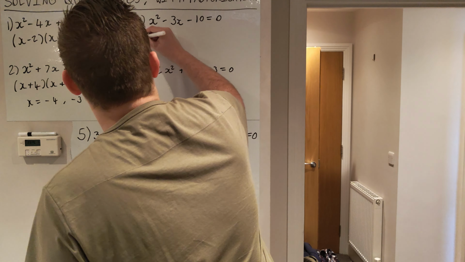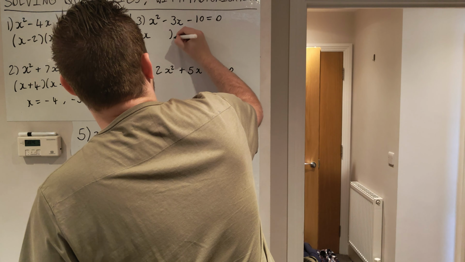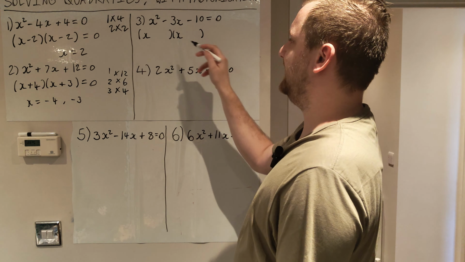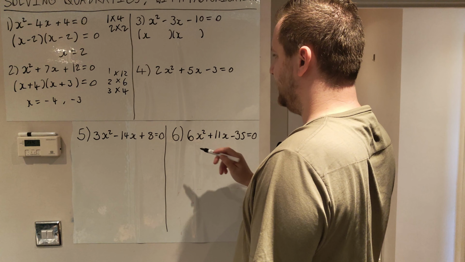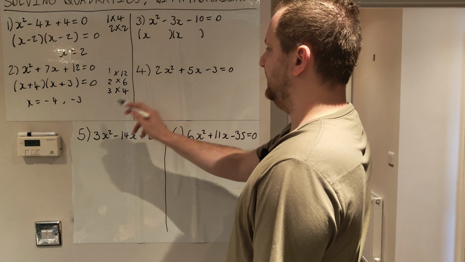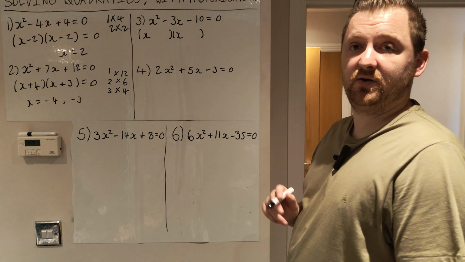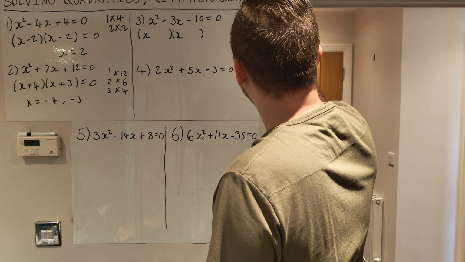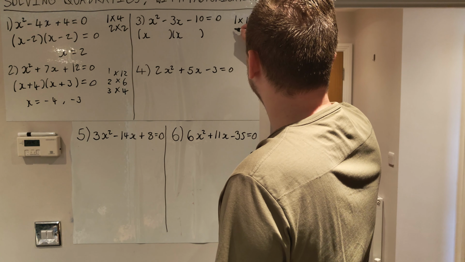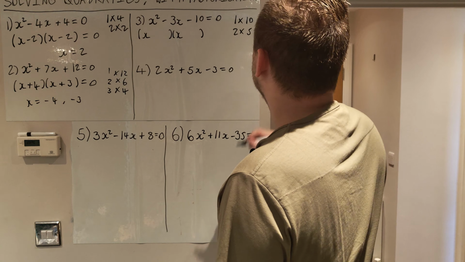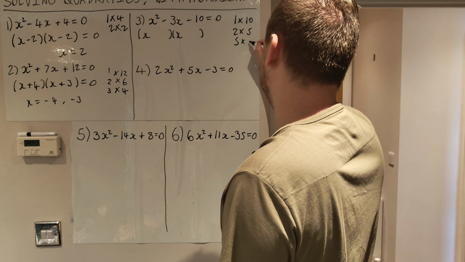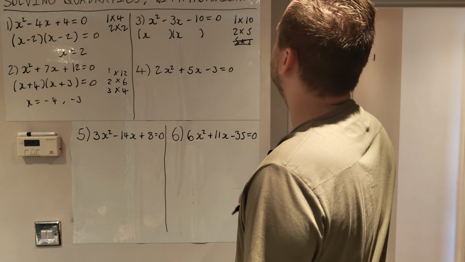Let's draw out our brackets. So it will generally be in this form where you can do an x and an x, that's standard, unless you have a number at the start of the x squared, but we're covered out on those questions. So 1 times 10, 2 times 5, or 3, 4, and then you could do 5 times 2, but we've already got that.